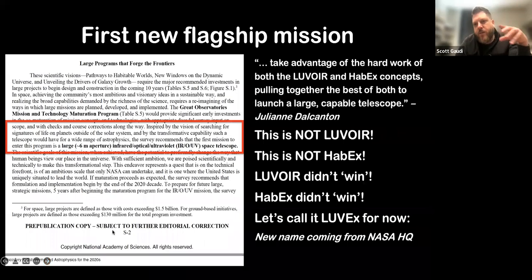And then the first of the large missions would be the 6 meter, what we call LUVEX. I just want to emphasize, this is not LUVOIR. I've heard all of these things before. This is not LUVOIR. This is not HABEX. LUVOIR didn't win. HABEX didn't win.